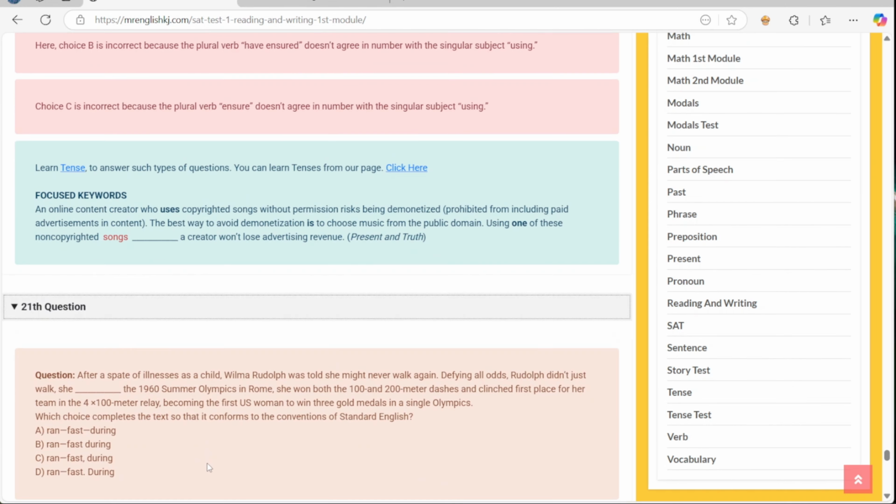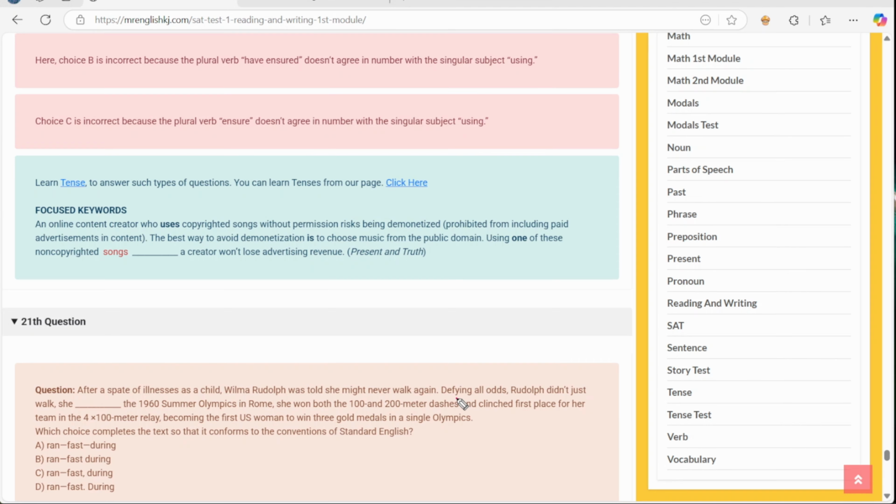Here, pause and try to understand. Now, defying all odds, Rudolph didn't just walk, she ran fast. Everywhere you can see ran fast and then during. We need to focus on which option we use. Okay. Here, if you notice, we are using two dashes. Here, one dash and nothing. Obviously, this is not the case. This one is also not the case because we don't use two dashes simultaneously, one after another. Overall, you don't see that. These two are the troublesome ones.